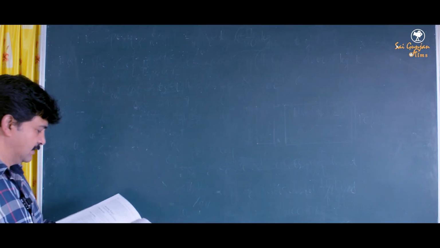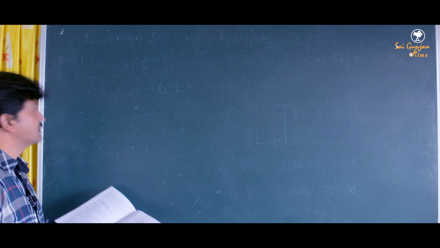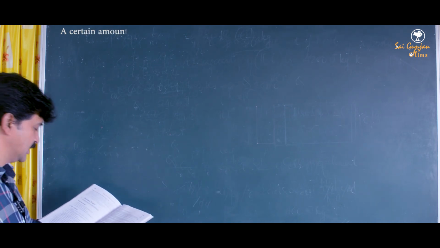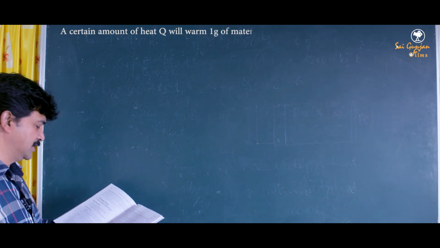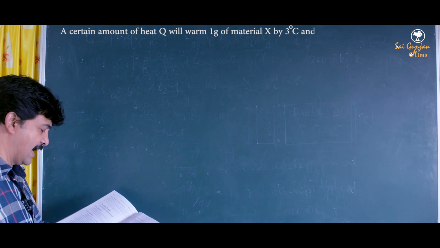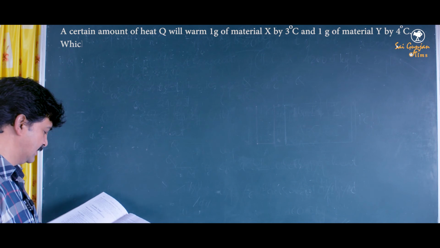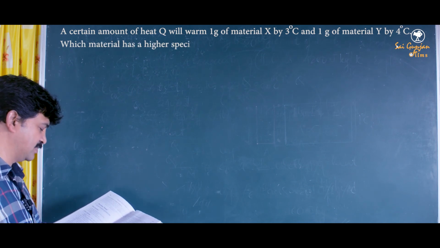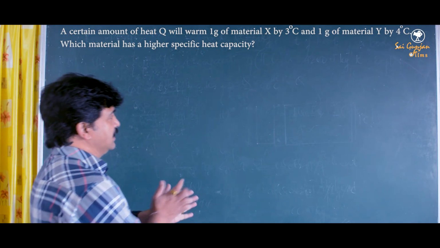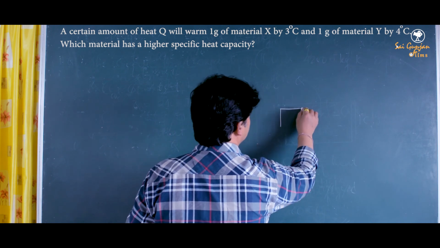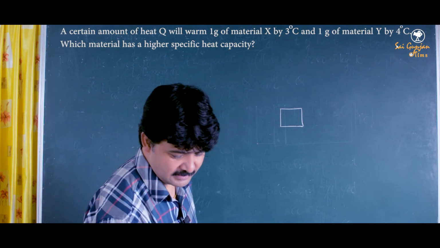Now another question based on specific heat capacity. A certain amount of heat Q will warm 1 gram of material X by 3 degrees Celsius and 1 gram of material Y by 4 degrees Celsius. Which material has a higher specific heat capacity? Right? So let me draw the question for you. Okay, let me explain you by drawing the given things.